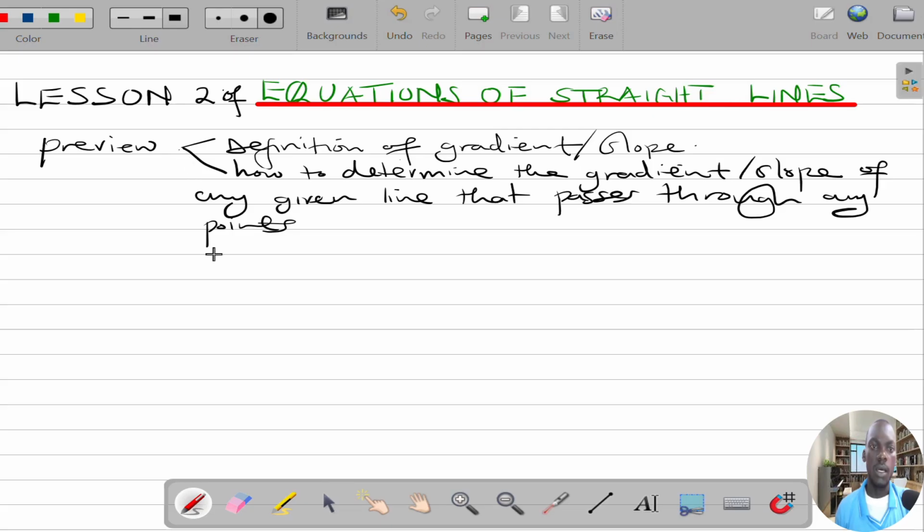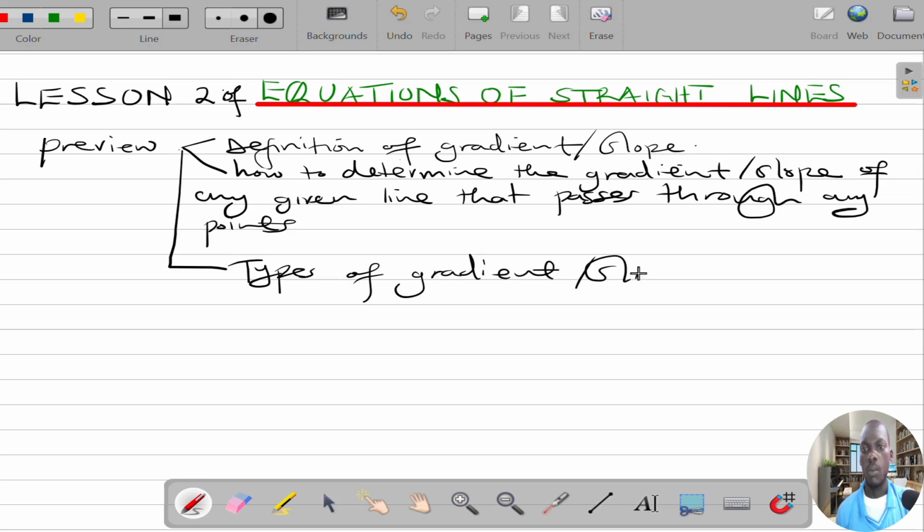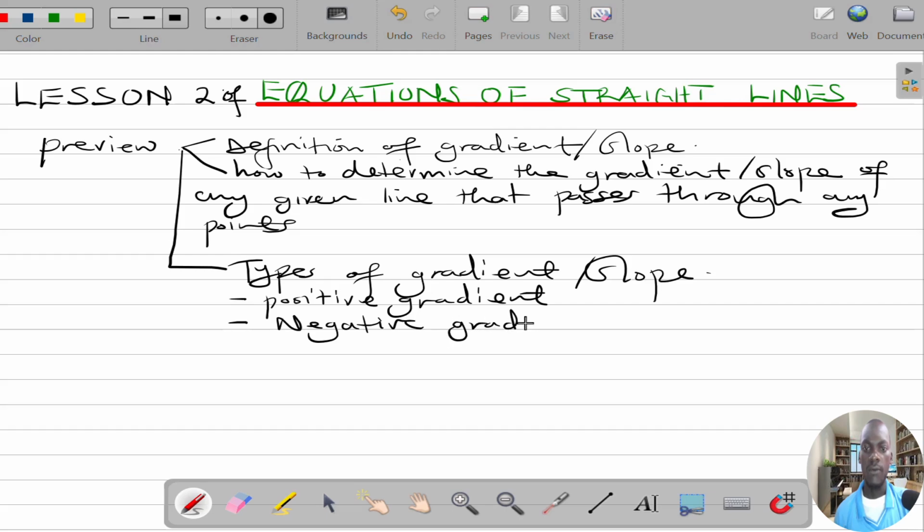We also talked about the types of gradient or slope, and we said there are 4 types of gradients. You have the positive gradient, where the line rises from the left hand side to the right hand side. And another type of gradient is the negative gradient, where the line falls from the left to the right.